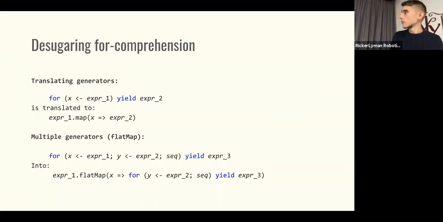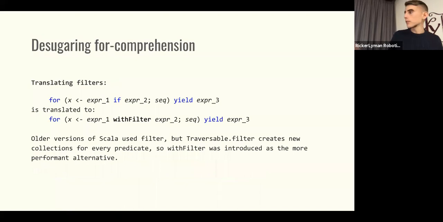And if there are two generators, there will be a flatMap call and a nested for expression, which will in turn be translated into a map call. So this is how this series of maps and flatMaps is translated from the for expression. And filters will be translated not exactly into a filter function, but with the withFilter function.